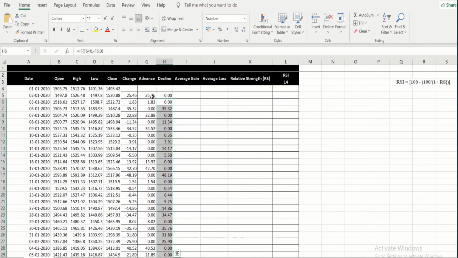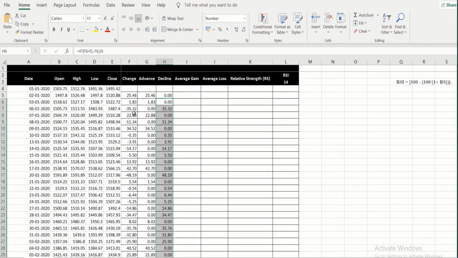Now look at the data for 2nd Jan and 4th Jan. There is no decrease in price, but if you look at the data for 6th Jan, there was a decrease in the price by 35.32. The value is written as negative in the change column. We do not mention the negative sign in the decline column. We only write it as 35.32. In this manner, the table for the advance and decline columns is updated.